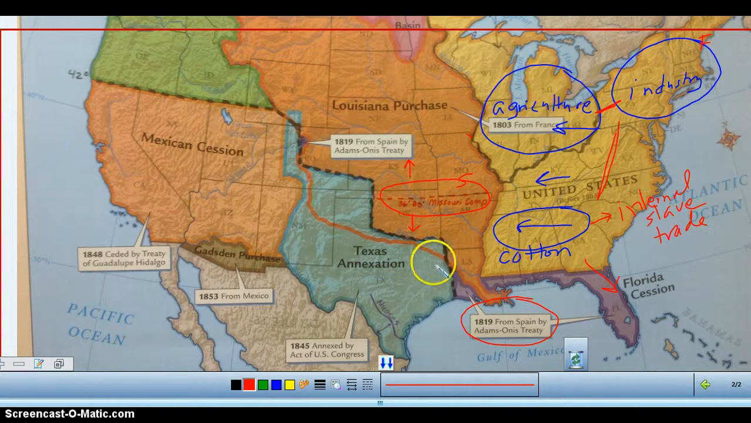And if we review that, remember that in 1836, Texas won its independence from Mexico, requested to be annexed as a state, but annexation was denied because of the slavery debate. Texas won't be annexed until 1845.